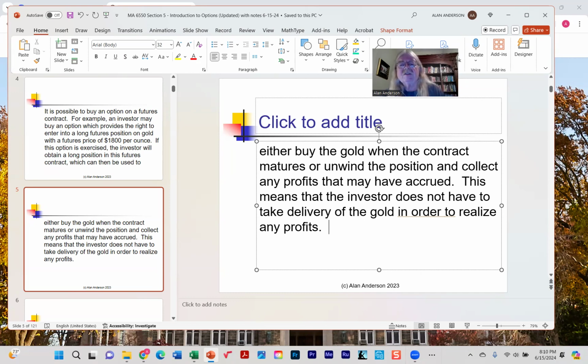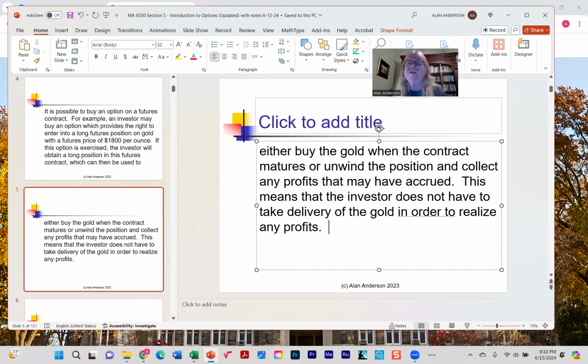But if not, if you're simply speculating on the price of gold, or else you're just trying to hedge the risk of owning gold, you may not want to actually take delivery of the gold. So one possibility here is, rather than just simply buying a futures contract, you can buy an option on a futures contract. And the advantage of that is that you can change your mind down the road. With a futures contract, you can offset it, but you can't actually get rid of the position in the way you can with an option.